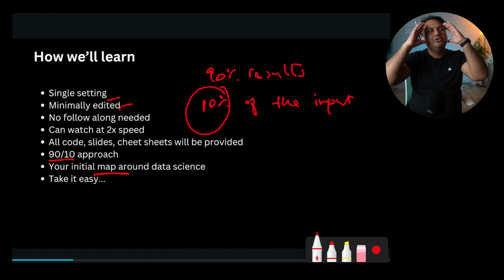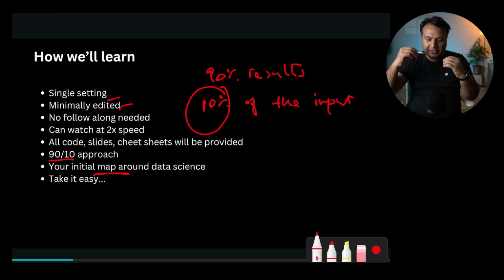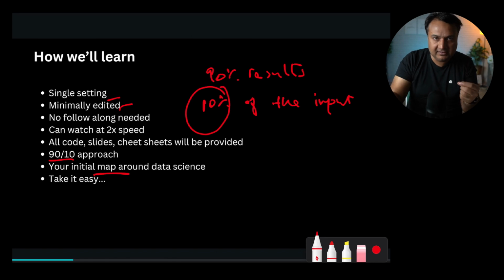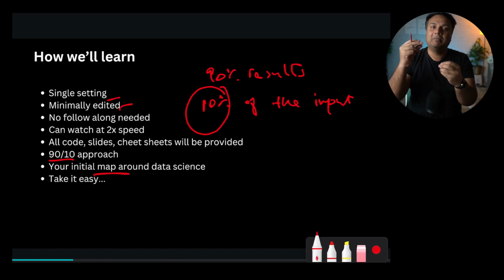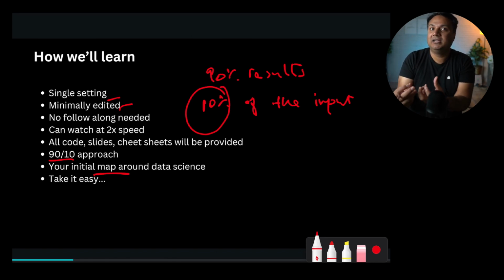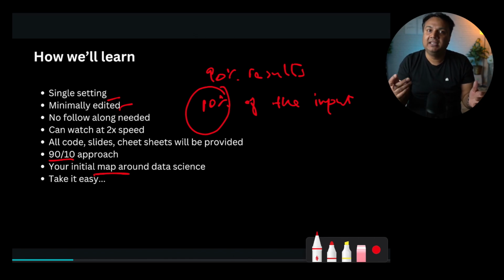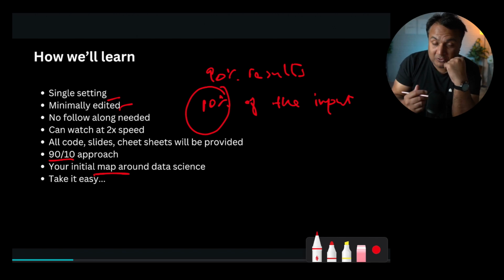So if you have no idea about data science and you learn these few things and you connect them together to actually build a useful project, that walkthrough will give you an overview of how the whole ecosystem works. And once you have that initial map, then any new information, you have some map where you can plug it in. So if you don't understand what I'm saying, just take it easy.